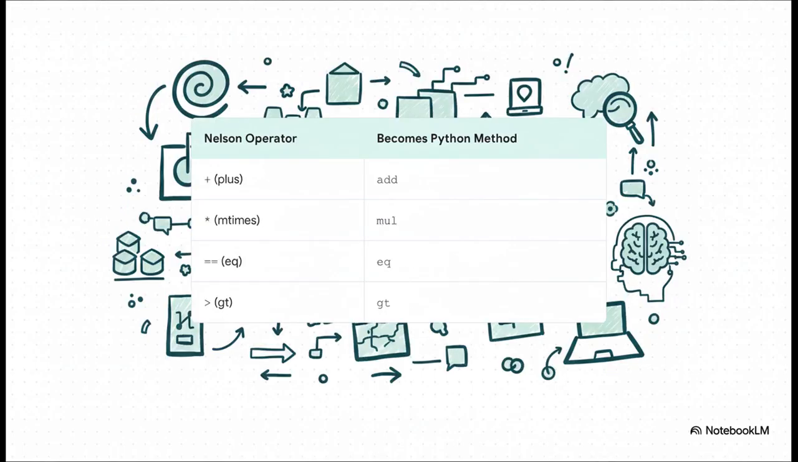And this translation magic even extends to operators. So when you use a plus sign on a Python object while you're in Nielsen, the engine is smart enough to know it needs to call Python's own add method. Same thing for multiplication, for equality checks, for comparisons. It all just works. This lets you work with Python objects using the familiar Nielsen syntax you already know, which makes your code feel way more natural and intuitive.